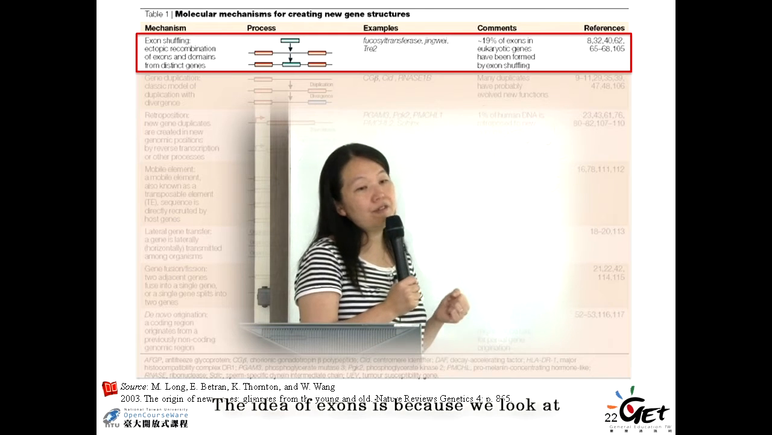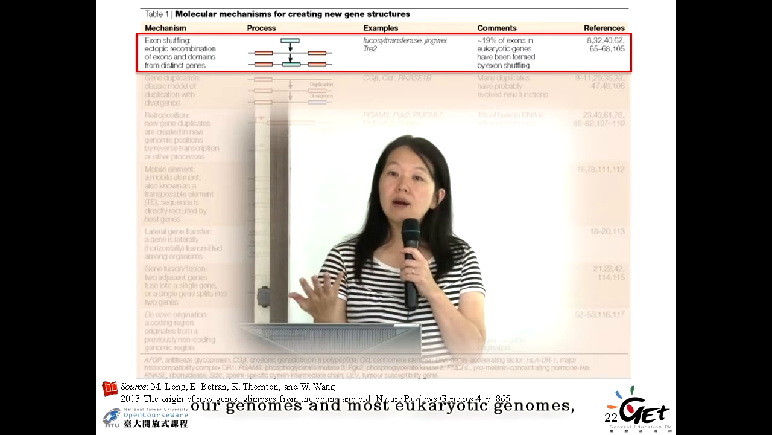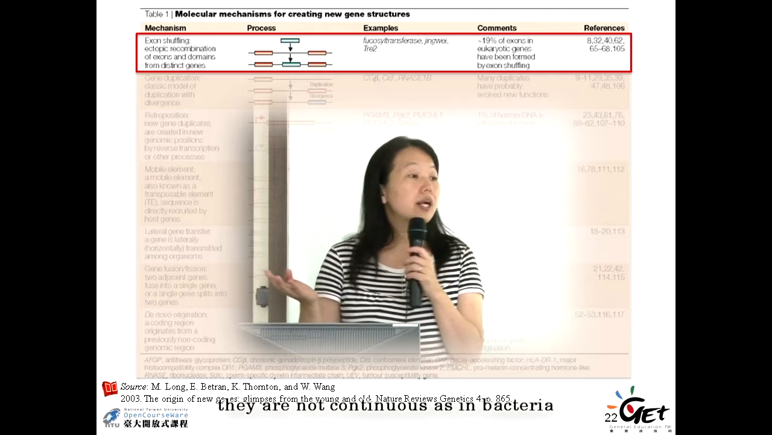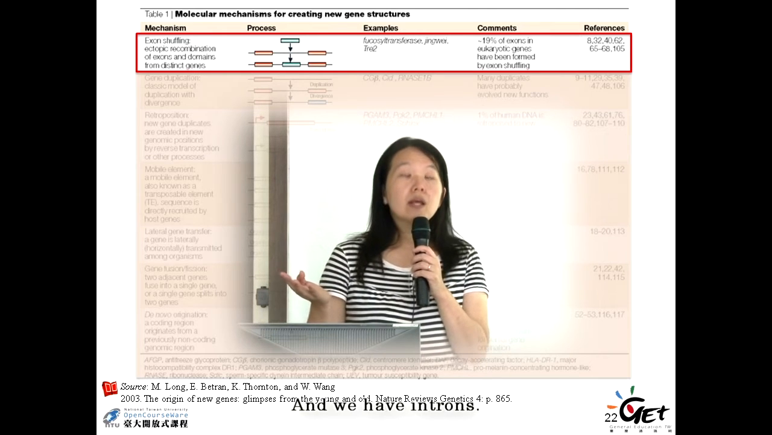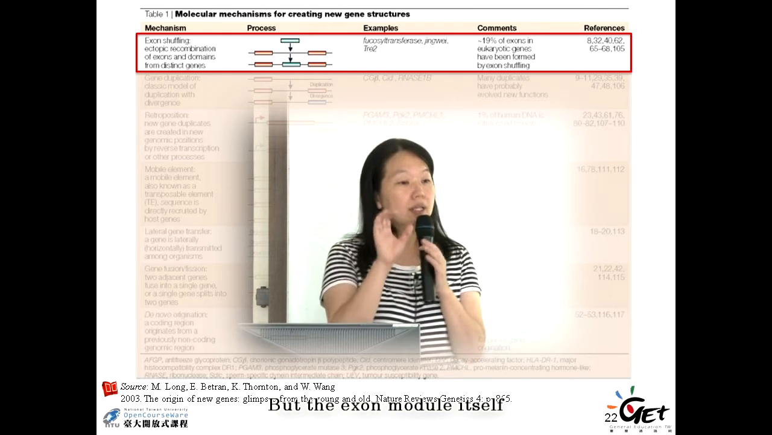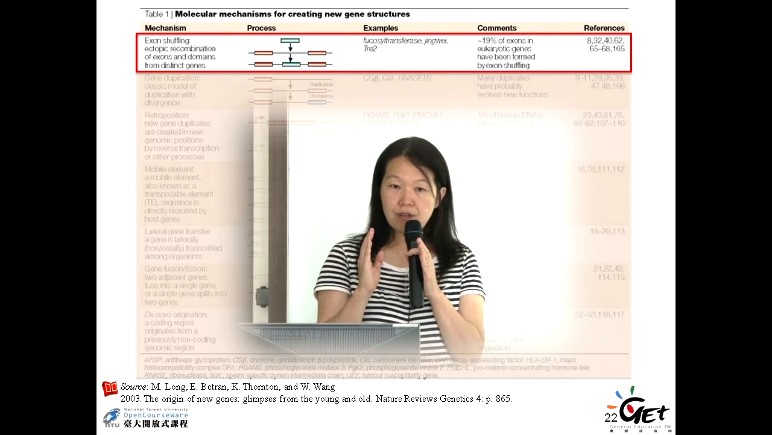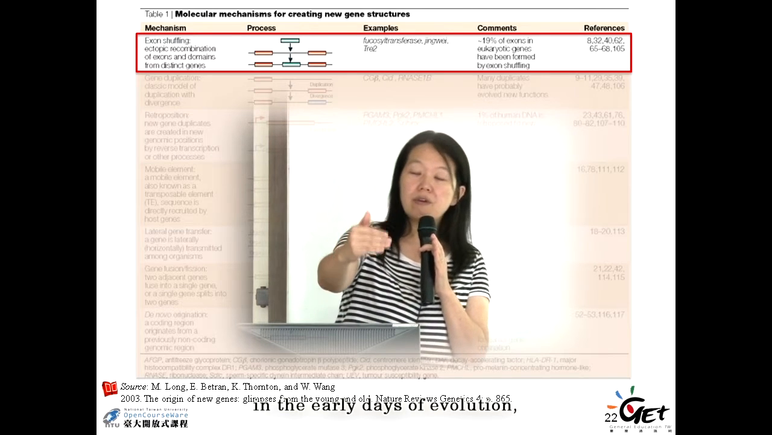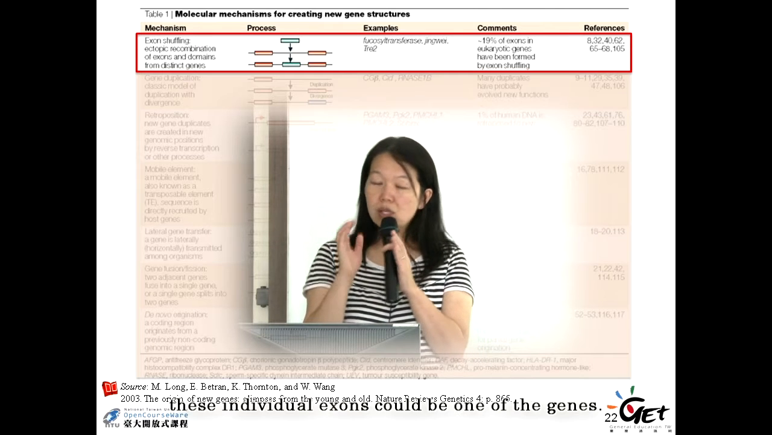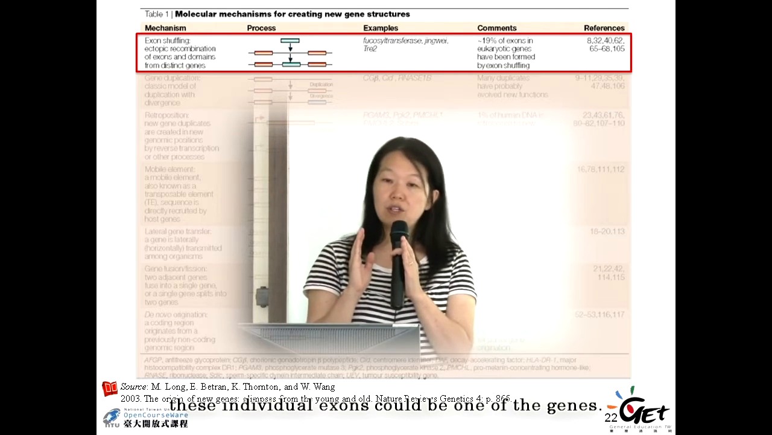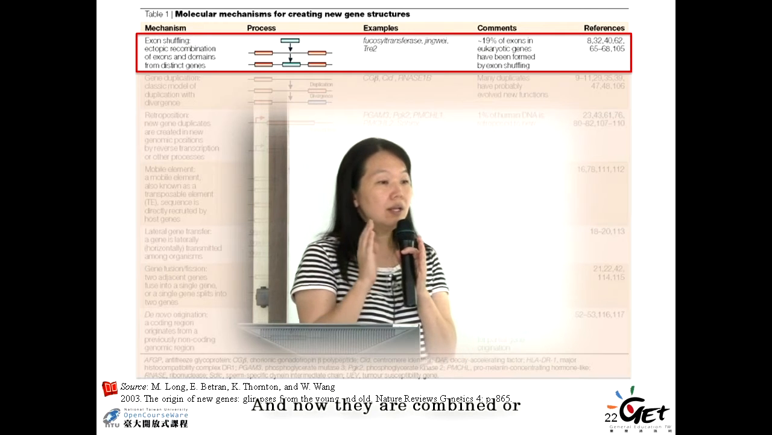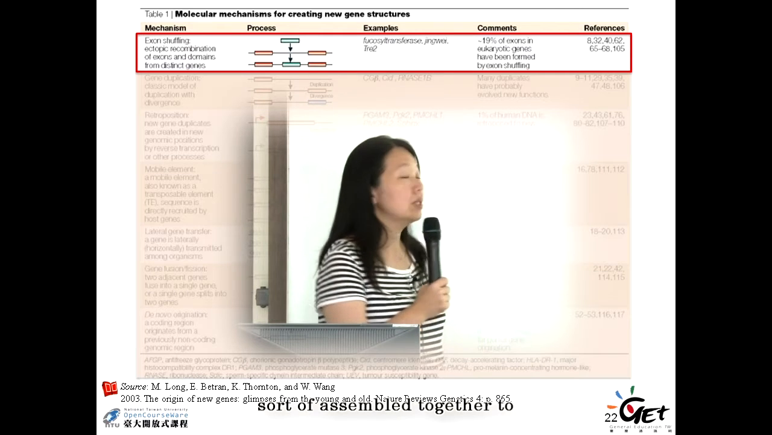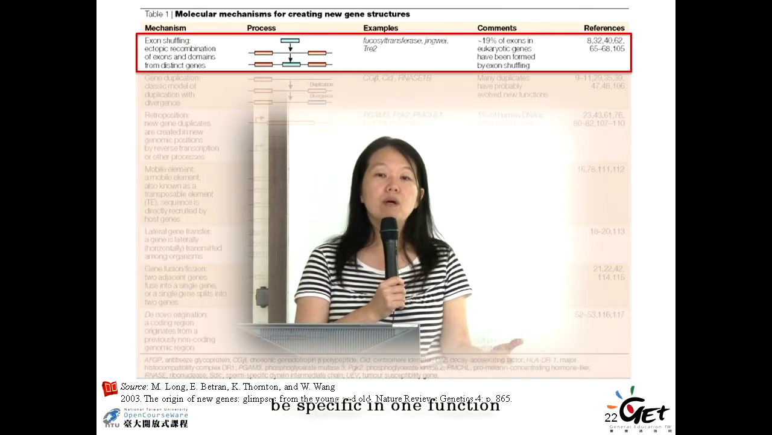The idea of exons is that when we look at our genome, in most eukaryotic genomes, our genes are in pieces. They are not continuous as in bacteria. And we have introns. But the exon module itself, we can hypothesize that in the early days of evolution, each individual exon could have been one of the genes. And now they are combined or assembled together to be specific to one function.